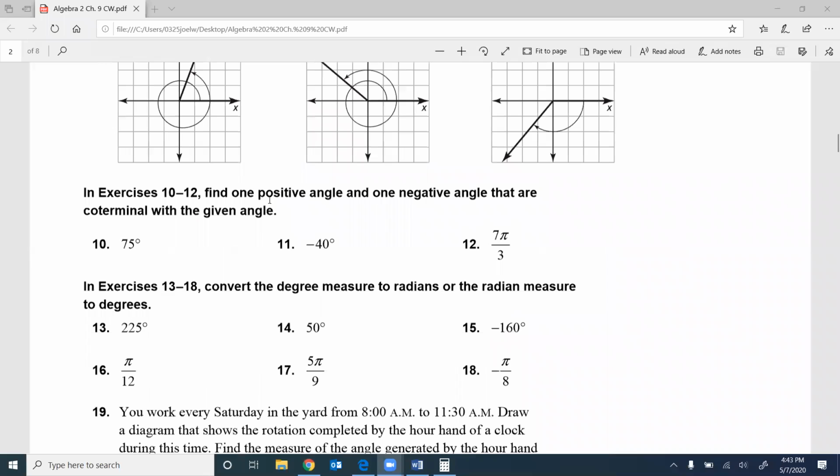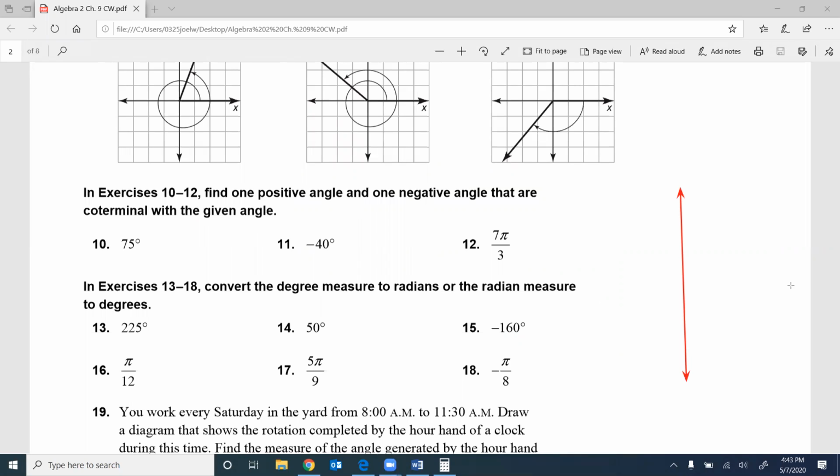It says find one positive angle and one negative angle that are coterminal. Okay. Coterminal means they end in the same spot. Okay. This is actually super easy. All we have to do, let me explain what we're doing. Maybe draw a picture, it'd be better before I get too far into my explanation. So let's start off with the first one.